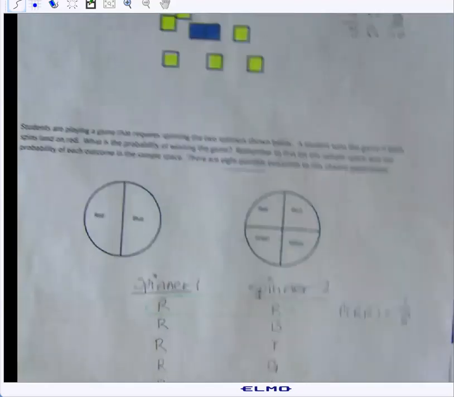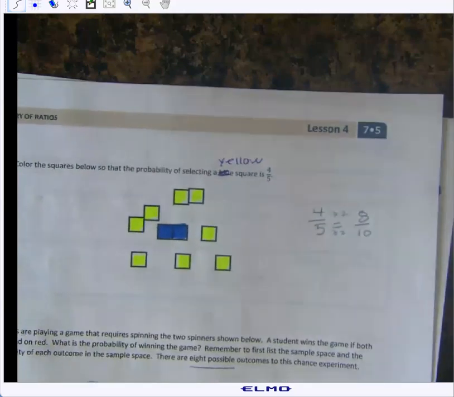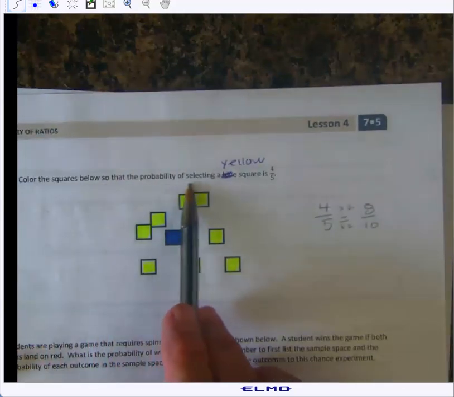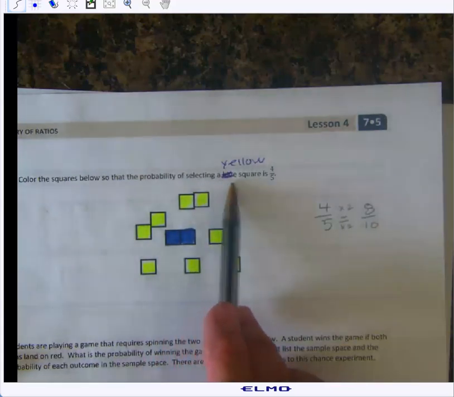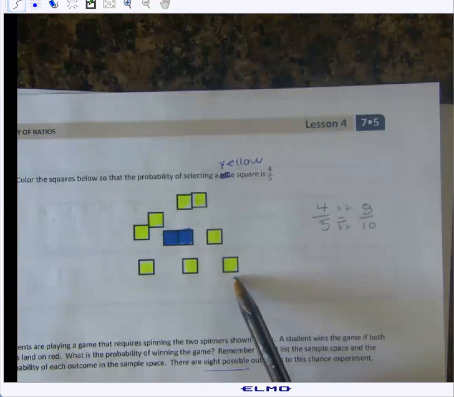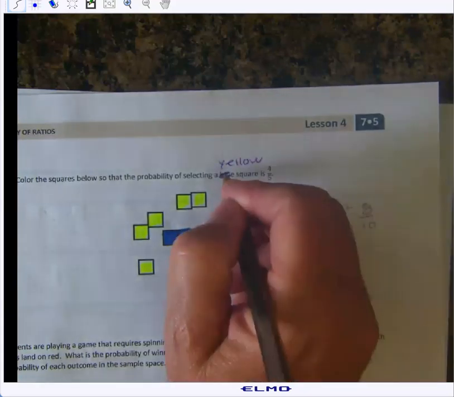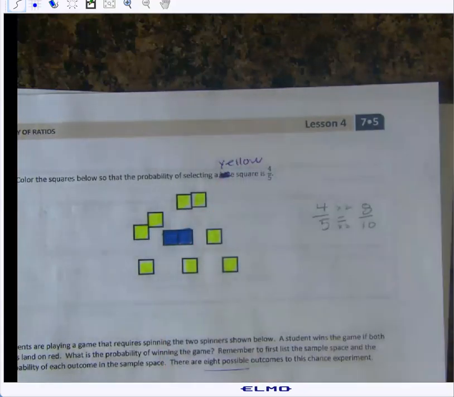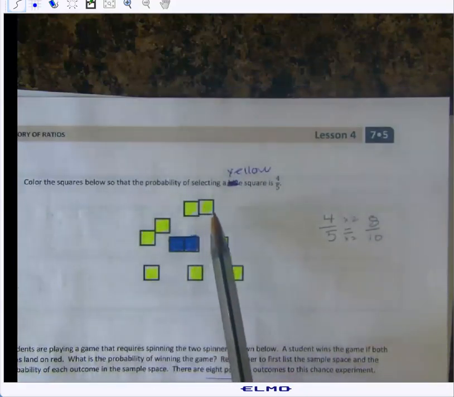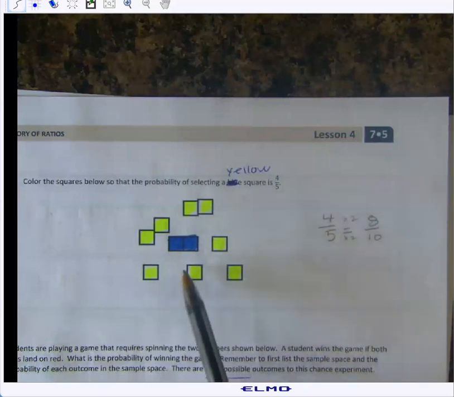Yeah, this is the one right here where I actually colored them wrong. Okay, because your paper will say color the squares below so that the probability of selecting a blue square is 4/5. Well, obviously I did this wrong. I did it backwards. So that's why I just quickly changed it to yellow, because I colored it so that the probability of selecting a yellow was 4/5.